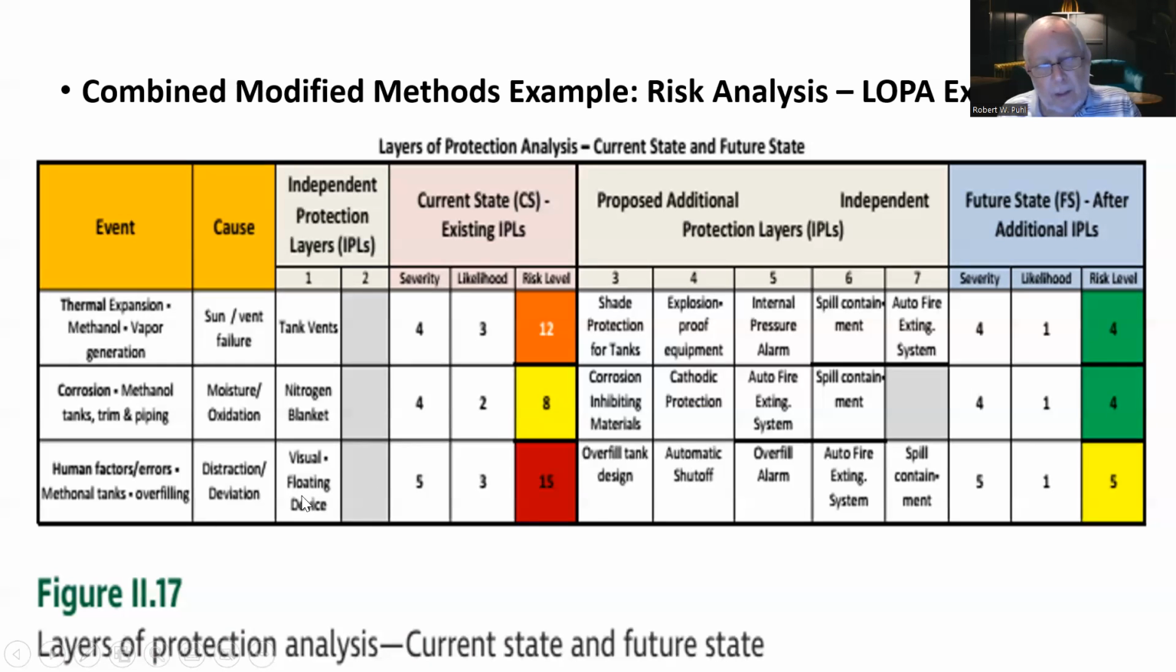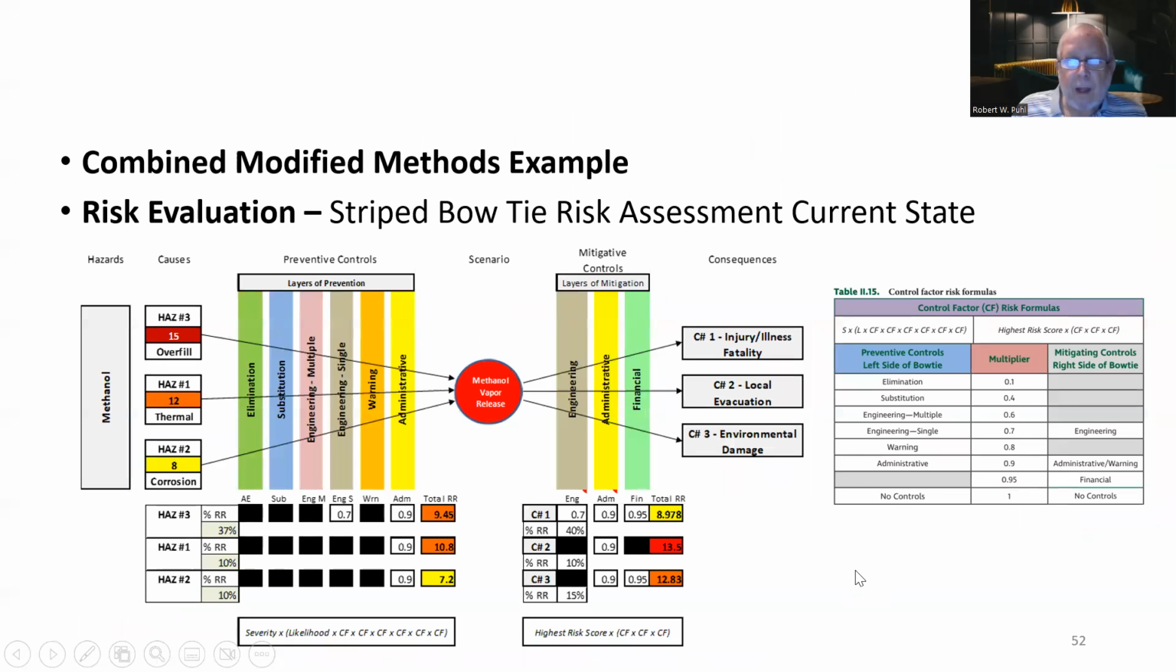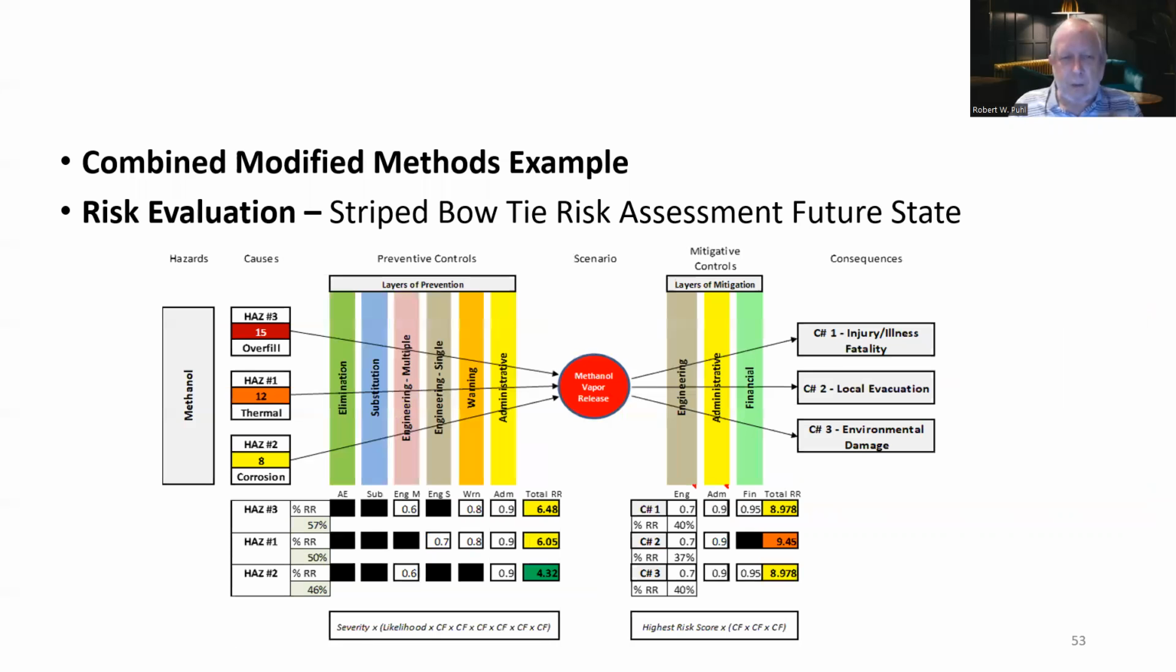Now they're overfilling. Okay, distraction, deviation, severity 5, likelihood 3. Okay, they're causing this. All right, very high. And they're making this with an overfill tank, automatic shut off, overfill alarm, auto fire extinguishing system, spill containment, all the way down to 5. All right. I like that one. That's good. I'm not going to get into these striped bow ties. I don't think the time we'd spend on analyzing one of these would be worth it. So you want to look at it in the book, and they won't be on any tests or anything like that. Striped bow ties.